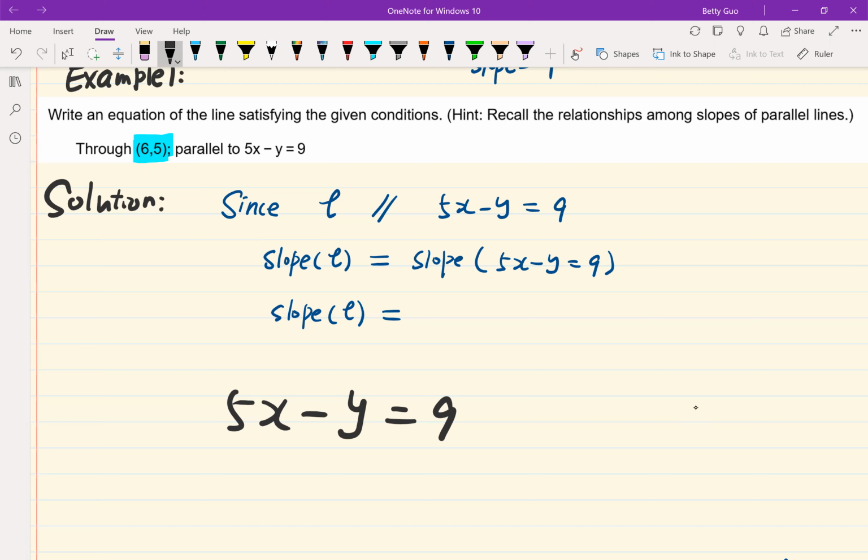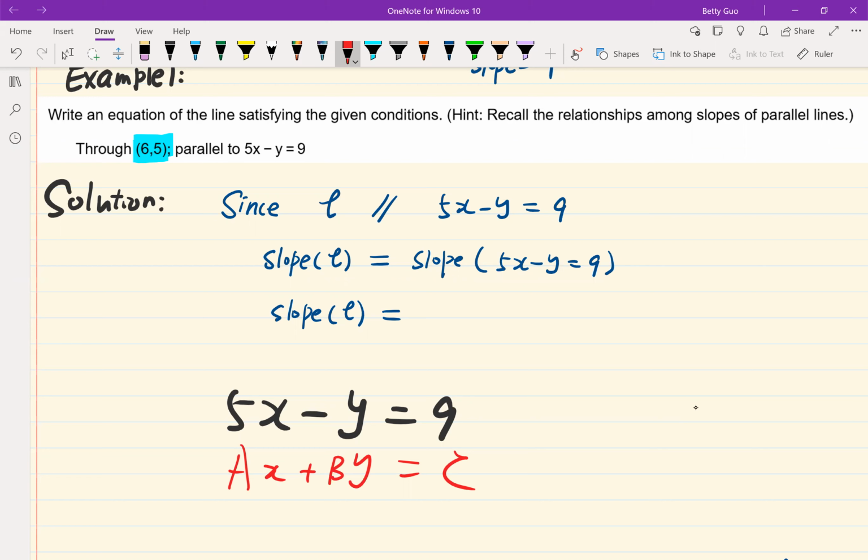Standard form, exactly. Standard form is ax plus by equals c, right? Okay, so if we have the line in the standard form, do we have a method to find the slope for the line? We learned a formula last week to get a slope for the equation if the equation is in the standard form, right? Do you guys remember the formula?